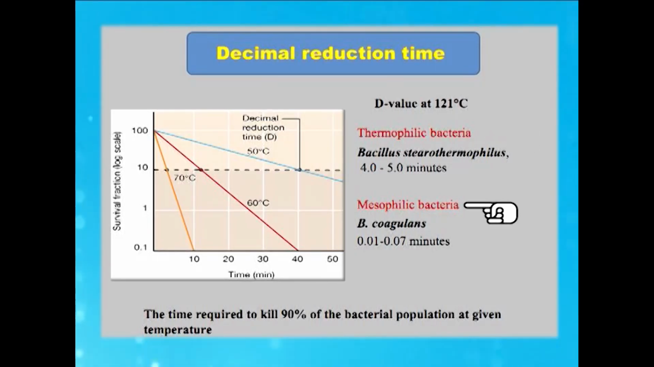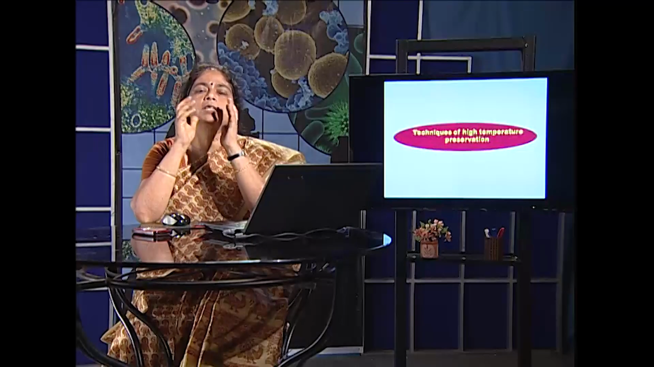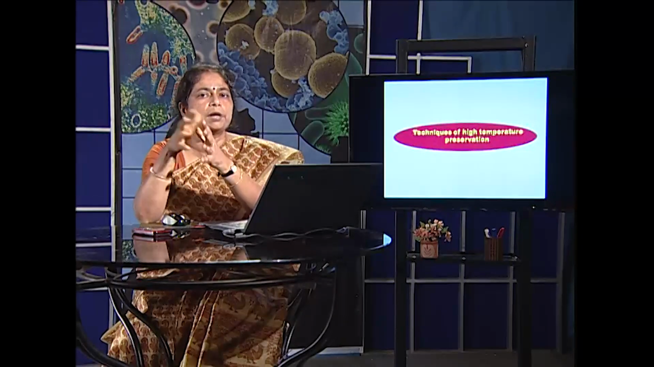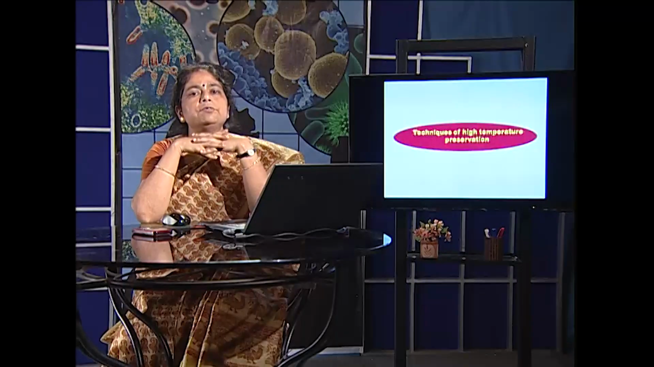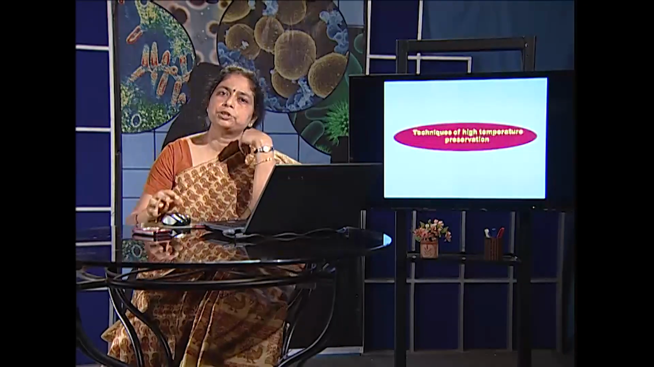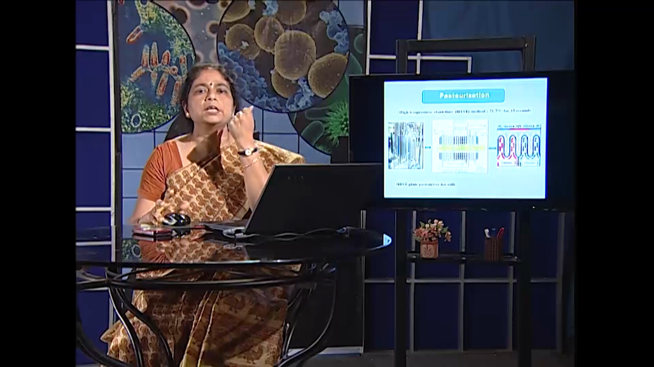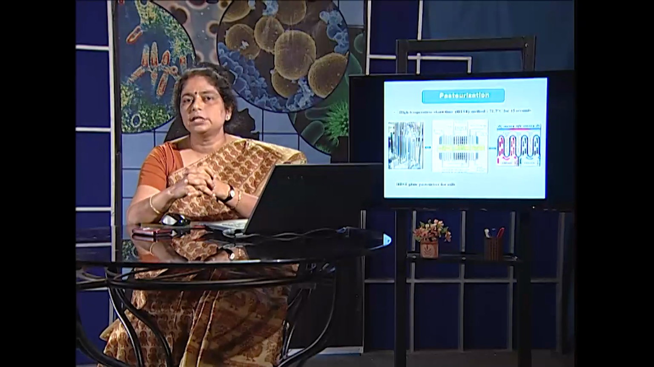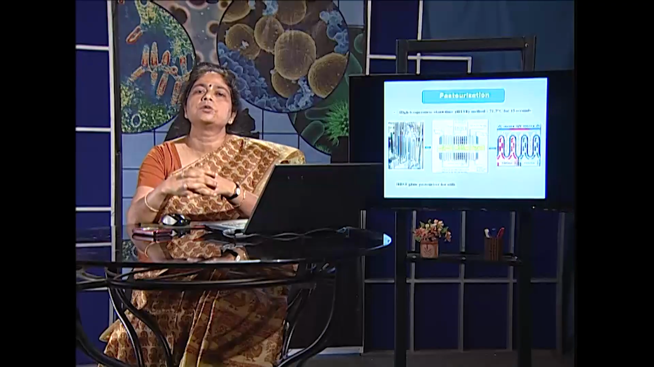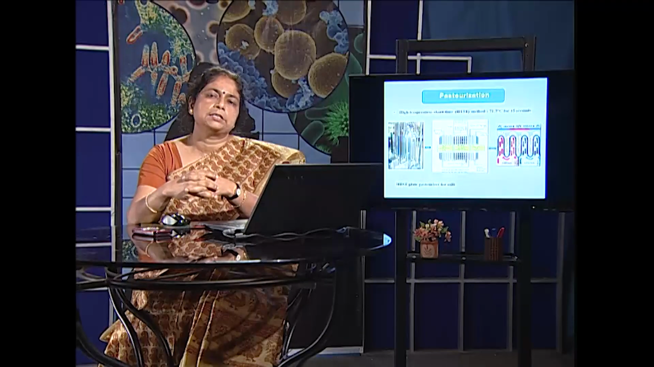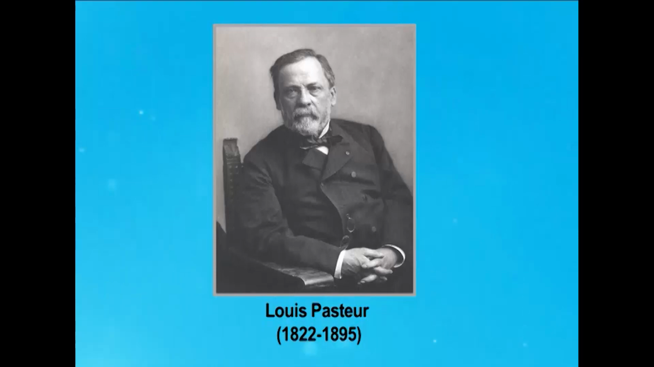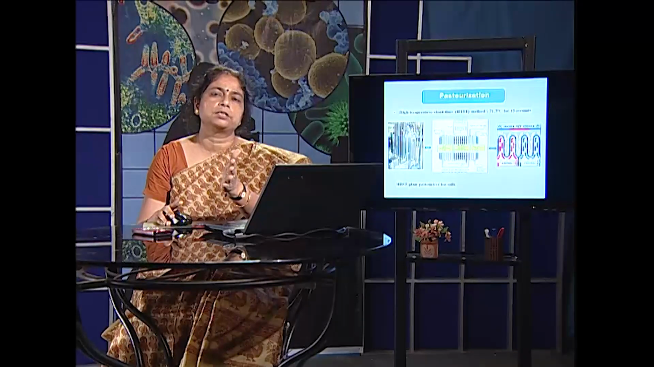So after knowing the different aspects of temperature on the bacterial cell, let us now learn the different techniques of this high temperature preservation. The first very common technique that is known to the food industry and to all of us is pasteurization, which is named after the scientist Louis Pasteur. Now, pasteurization can be of different types. The foremost and very important pasteurization process practiced in the industry is called the HTST method. That means high temperature short time.